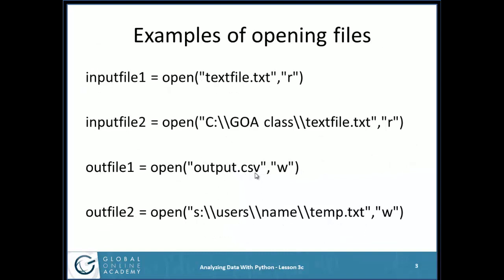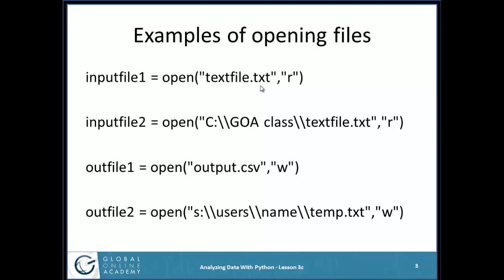Here's some examples of opening files. Input file 1 equals open textfile.txt R. Notice I did not qualify this file name. That means this file has to exist in whatever the working directory is of your Python program. So if you're running this from IDLE, as we will be doing for just about everything this year, then this has to be in whatever the working directory is for IDLE.